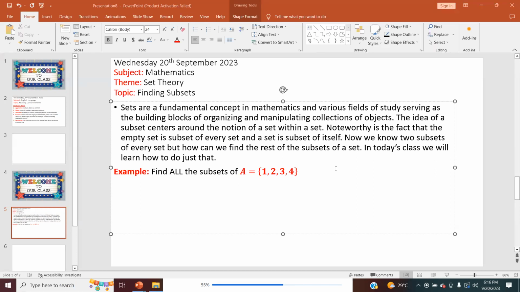What was it about subsets again? We're learning about subsets and how to find the subsets of all sets. So I'm asking you, how many subsets? I see. Sorry for coming late. Yes. How many subsets?